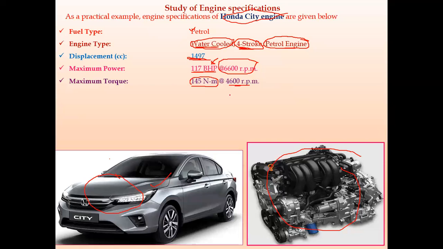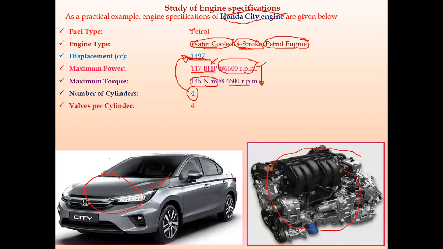If you see, in case of maximum power, the speed is always higher. In case of maximum torque, the speed is less than that of maximum power. So this is the next important point to be noted. Next, we have the number of cylinders. In this, 4 cylinders are used. Because we increase the number of cylinders, the displacement capacity gets increased. So it is 1497 cc.